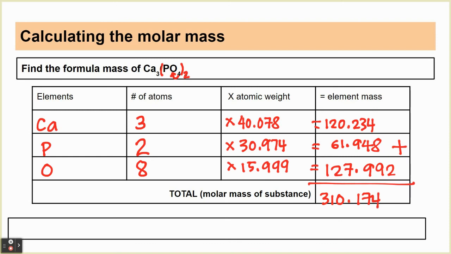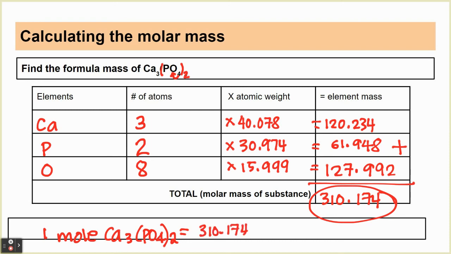So again, guys, this is your answer right there. And again, to read this, that means you got 1 mole of Ca3(PO4)2 has a mass of exactly 310.174 grams of Ca3(PO4)2. All right, and that's how you calculate molar mass.